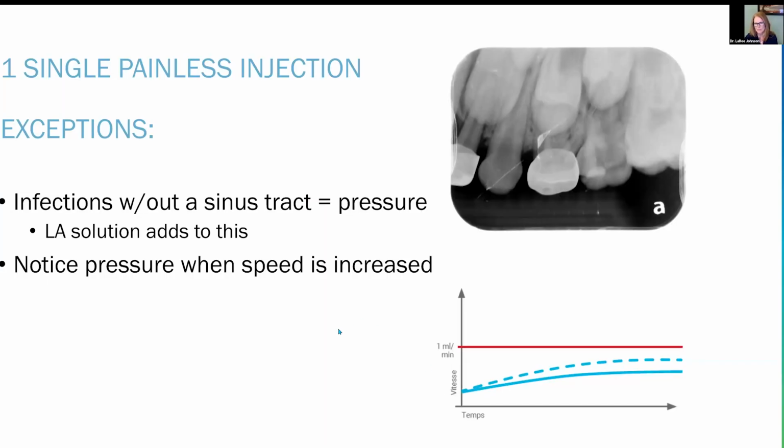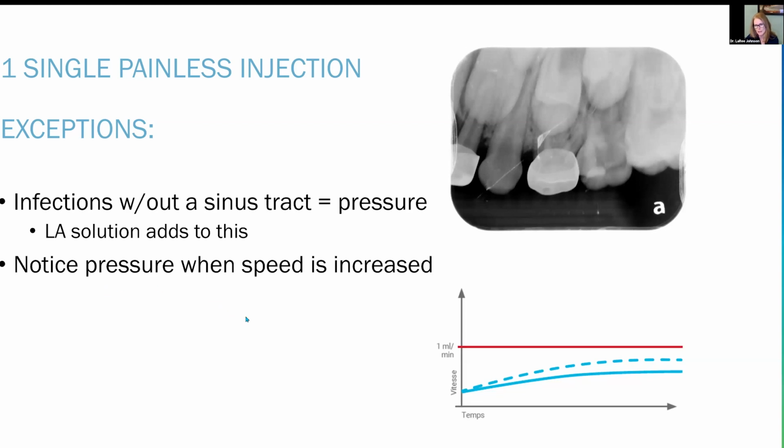Let's keep it going. So again, it truly, in most situations, is a single painless injection. There are exceptions. If there's an infection, but there's not a sinus tract, the bone is highly pressurized. Sometimes when you add local anesthetic, this enhances this pressure and it's not comfortable. So sometimes you need to, even in the primary dentition, give injections in more than one spot to make sure they stay comfortable, and obviously see that contralateral blanching for invasive procedures.